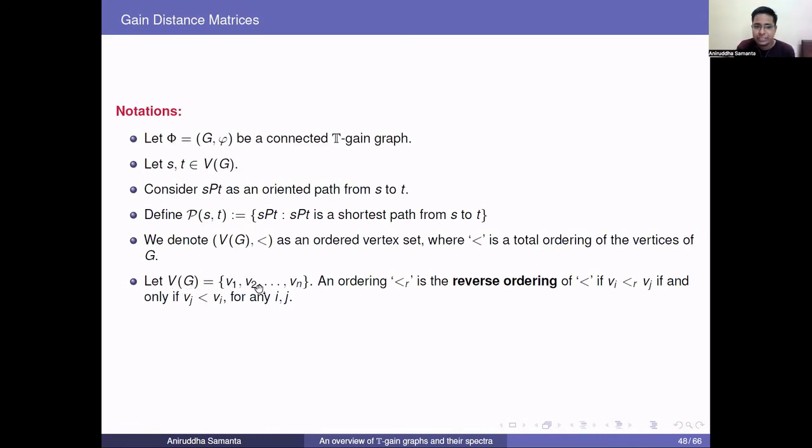Suppose the vertices of G are labeled V1 up to Vn. Then an ordering less-than-R is called the reverse ordering of some ordering less-than if Vi less-than-R Vj if and only if Vj less than Vi for any i and j. Now, an ordering less-than is a standard vertex ordering if the vertices obey V1 less than V2 up to less than Vn.